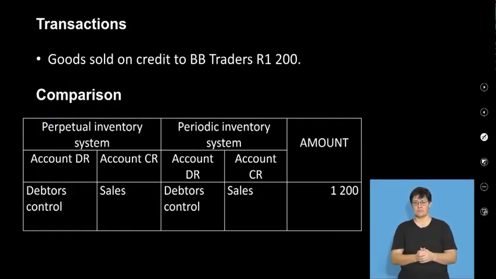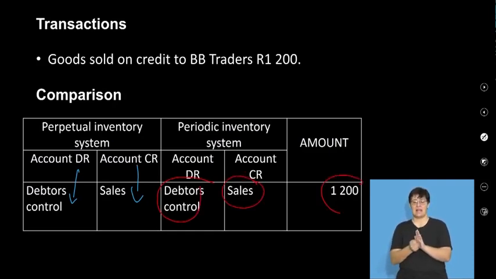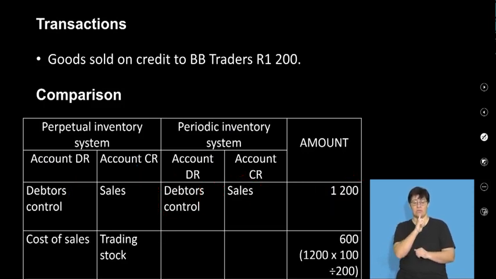Again, we're comparing our perpetual to our periodic, starting off with our perpetual. Goods sold on credit, debit debtors control, credit sales. When we're doing it with the periodic inventory system, what are we saying? Debit the debtors control, credit the sales. Right? No problem. Amount is 1,200. Now look at the next one.